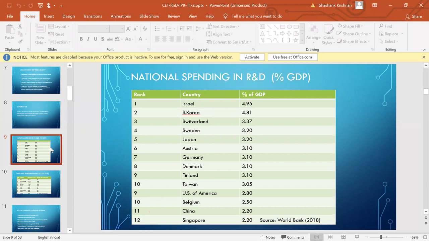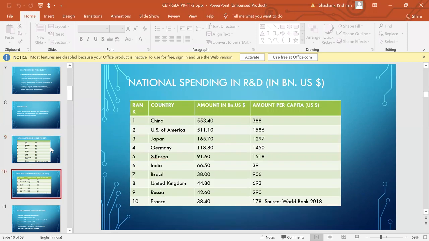I still wanted to look at who is next. Again, another small country, South Korea, is leading with 4.81% of its GDP contributing to the research and development. Third is again a small country, Switzerland, Sweden, Japan, Austria, Germany. They are all relatively small countries, and that also may explain why this percentage is high.